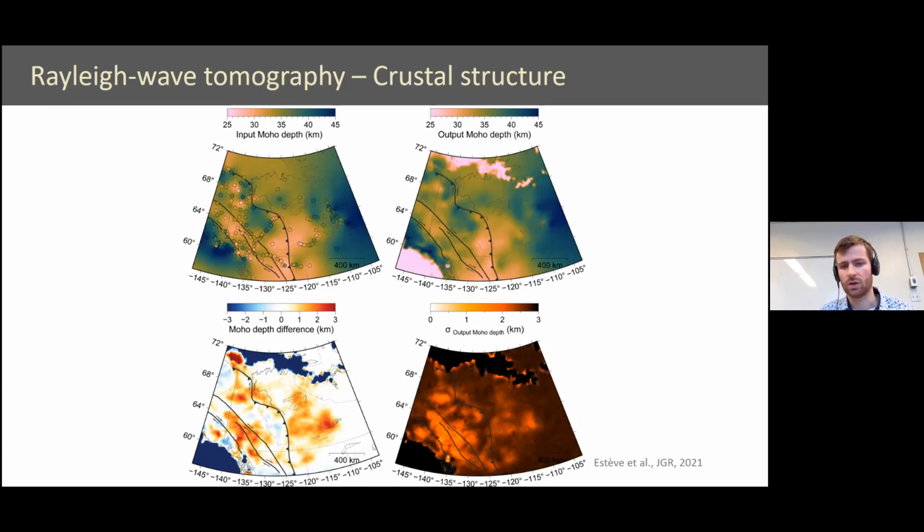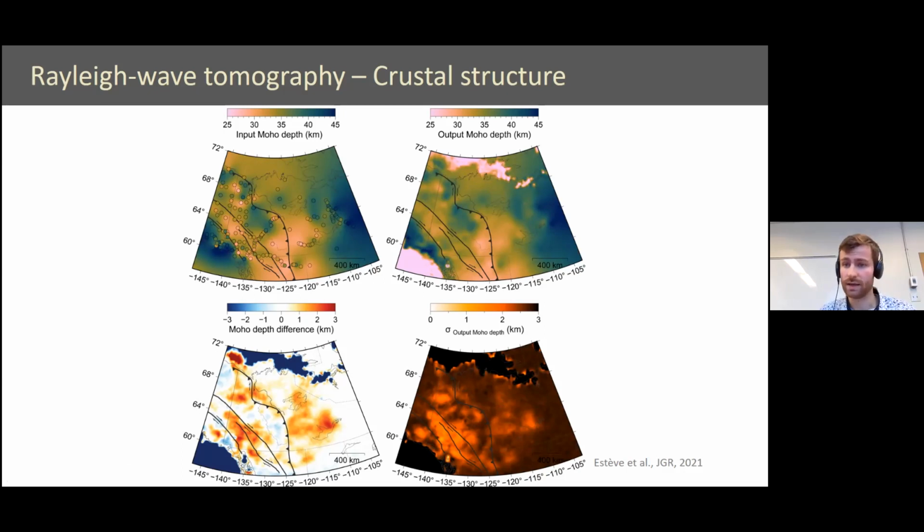And that to the right here, the top right, gives you the output MOHO depth that we get from the inversion. And so the main differences are in the oceanic parts of the region. So in the Gulf of Alaska here and also in the Beaufort Sea. And that's because there's no OBS deployment. There are no stations there. So the input MOHO depth here was basically nothing. It's meaningless because there's no data, it was just linearly interpolated. And here you see that the inversion code is able to pick up that the MOHO is super shallow. It's about 10 to 15 kilometers, which makes sense for an oceanic crust.